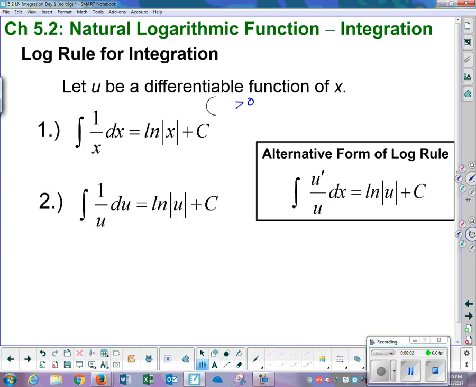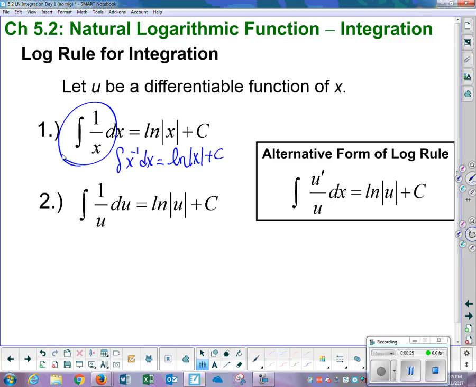Okay, hello. I'm going to go through section 5.2, day 1 with you, and this is the integrals of natural log, or the integrals that give us natural log. So if I'm faced with an integral of 1 over x, or this could be written as the integral of x to the negative 1 dx, the integral of that turns out to be natural log absolute value of x plus c.